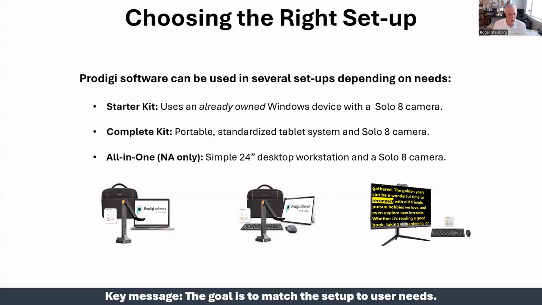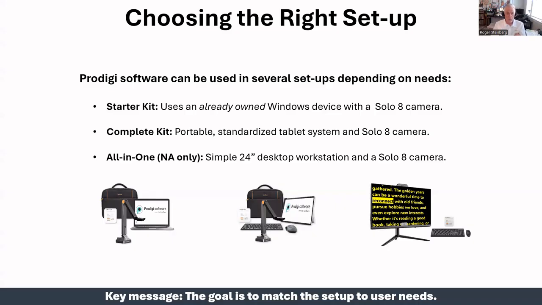In the center bullet, we have what we call a complete kit. This is the portable solution, where we have a standardized Surface tablet system that includes a keyboard and mouse, but also adds in the Prodigy software and the document camera, the Solo 8 that we've optimized the software for, all with a nice little carry kit. So it becomes very portable and easy to set up in different environments for use of the software. And then to the right, we have our all-in-one, which I need to update the image at the bottom corner there.